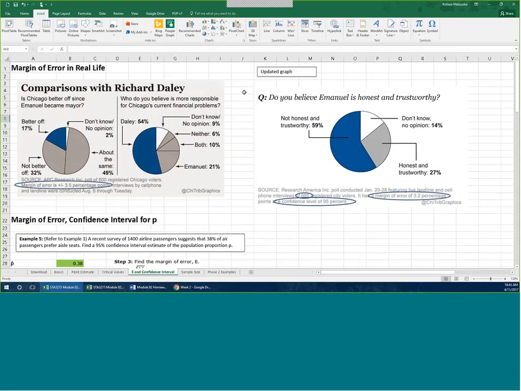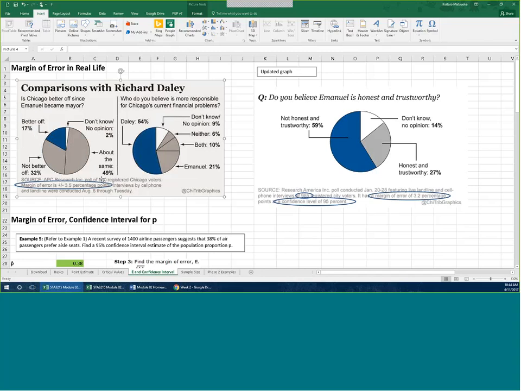So I'm from the Chicago area, and the local paper is called the Chicago Tribune, and the Tribune does a lot of surveys in its reporting. So here are two examples from the paper. Richard Daley was the previous Chicago mayor, and the Tribune did a survey asking if the new guy, Rahm Emanuel, is a better mayor or not. And here's the result. The proportion we're going to focus on is this blue part, for example. So better off is 17%.